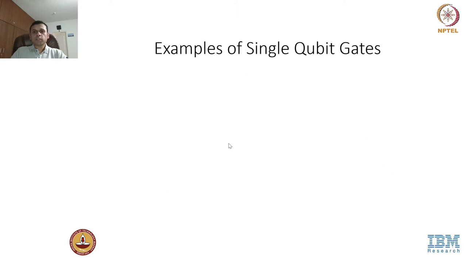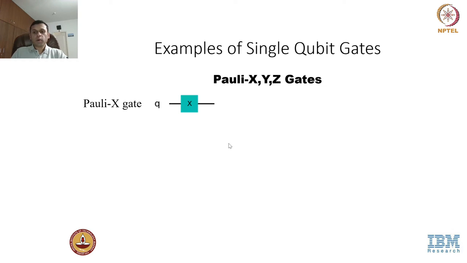Let's look at some examples of single qubit gates. We start with what are called the Pauli XYZ gates. The Pauli X gate, represented simply using an X or using a sigma X in mathematical terms, can be represented by this particular matrix, 0, 1, 1, 0. And this is equivalent to this Dirac expression as a sum of two outer products.